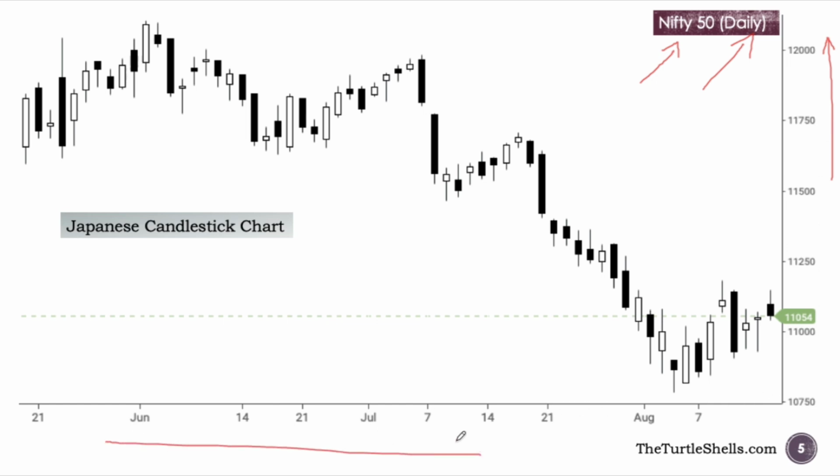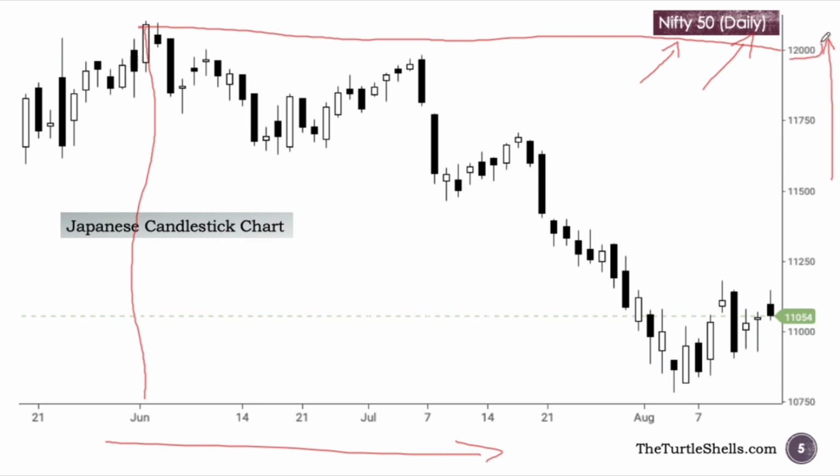On the x-axis you have the timeline, and as you can see, back in June the market was at the 12,000 level, and by the second week of August the market has gone below 11,000. So that is how you interpret this chart.